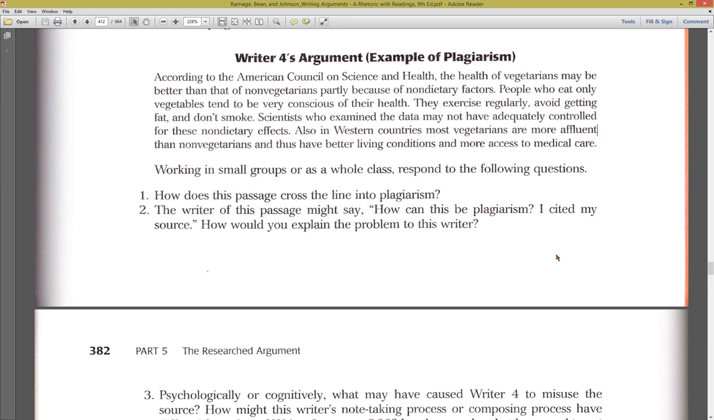Hopefully, after looking at these sources, you'll have a better idea not only how to use sources to support your specific purpose, but also what you shouldn't do if you want to avoid plagiarism.